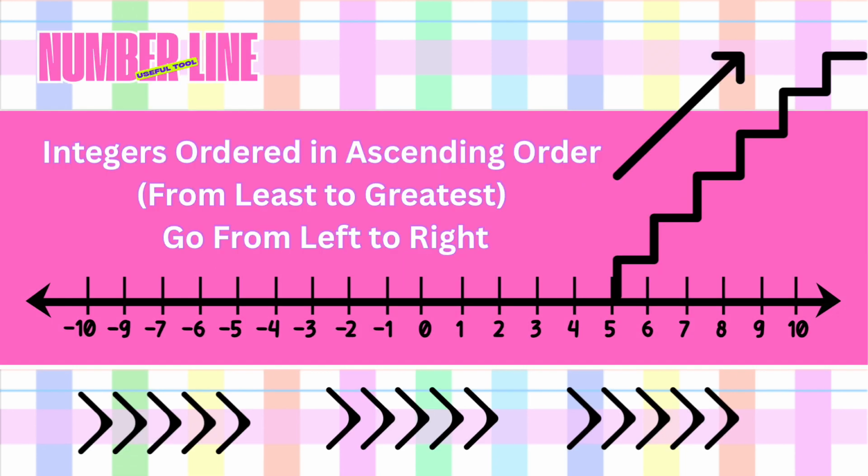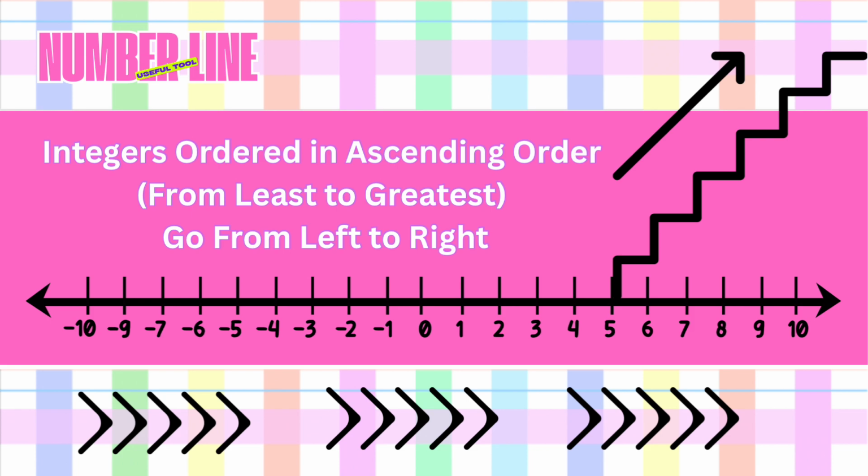Now, let's talk about what it means when we order integers in ascending order. Ascending order means you're arranging numbers from the least to the greatest. Think of it like climbing up a set of stairs. You're going from the bottom to the top.